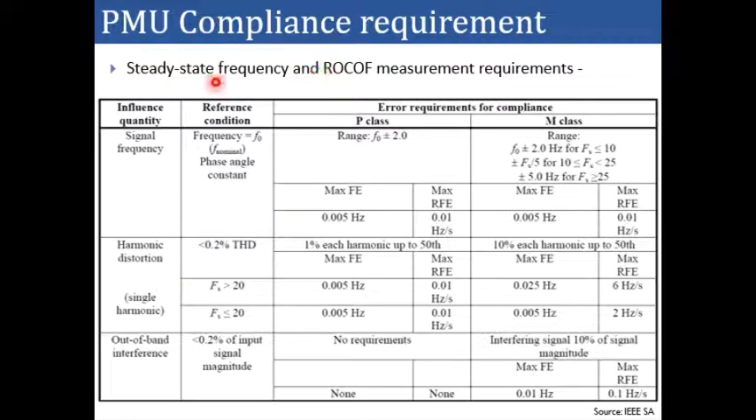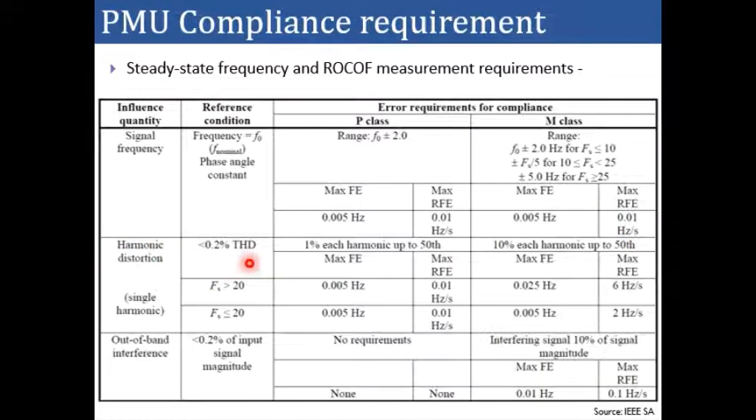Now for frequency and rate of change of frequency measurements, if the frequency changes between plus minus 2 Hz, the maximum frequency error possible is 0.005 Hz for P class, and the maximum rate of change of frequency error is 0.01 Hz per second for P class. Similarly, for M class, these values are 0.005 Hz and 0.01 Hz per second.